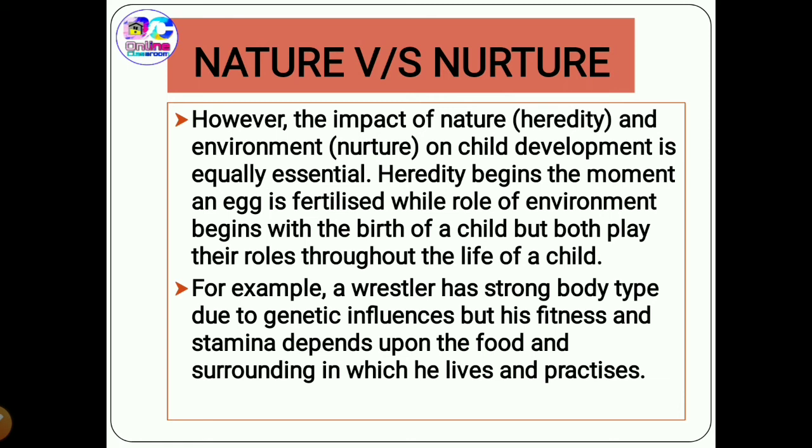Heredity begins the moment the egg is fertilized. The role of the environment begins with the birth of a child, but both play their roles throughout the life of a child. For example, a wrestler has a strong body due to genetic influences, but his fitness and stamina depend upon the food and the surroundings in which he lives and practices.